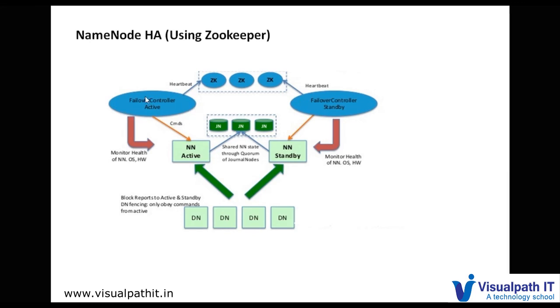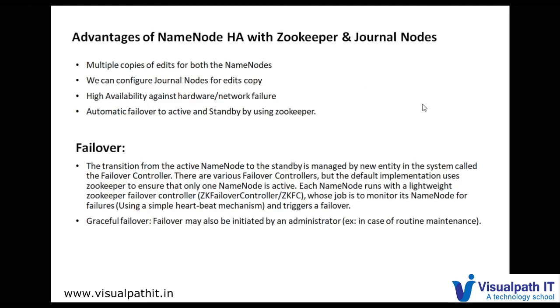The heartbeat is sent from the NameNode to the Zookeeper failover controller, and then to the Zookeeper quorum. If the heartbeat is missing from the active NameNode, instructions are sent and the standby NameNode will come up automatically, right? So this is the latest architecture of Hadoop 2.x, the third type. This is currently running in the industry.